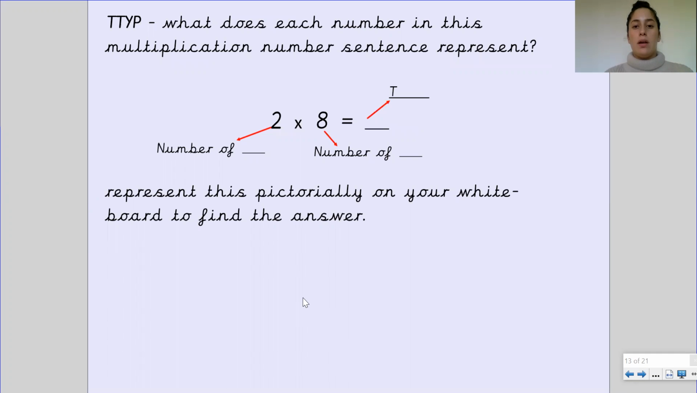So a quick reminder, what does each number in this multiplication number sentence represent? Pause the video. What does this number represent? What does this number represent? And what does the answer represent? Play the video when you're ready.